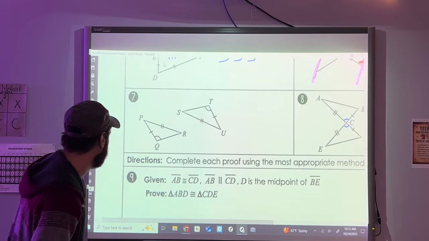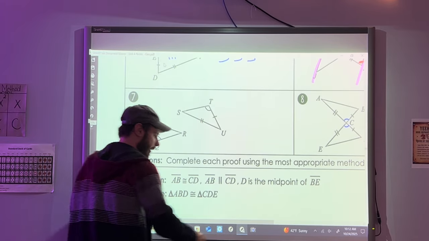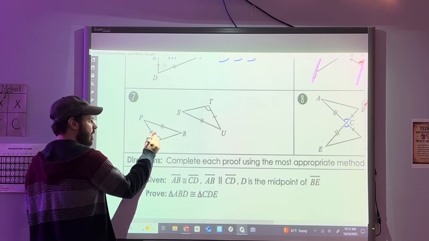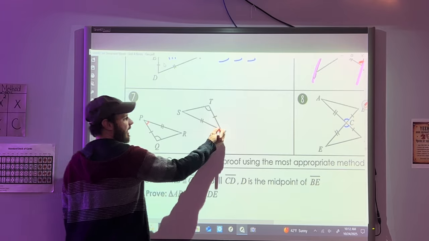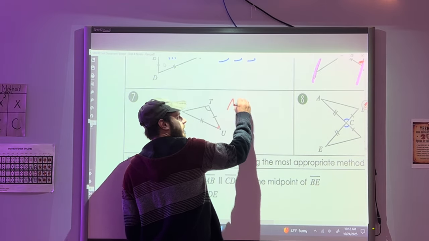Number 7, our last one. Okay, I see a side, side, side, side. I see an angle. I've got all the makings for SAS, but I have a problem, because where the two sides meet up, that's where the angle would have to be. That angle is not there. So this is not congruent.